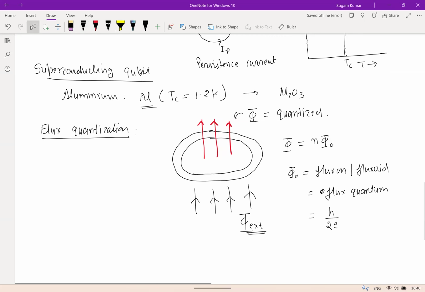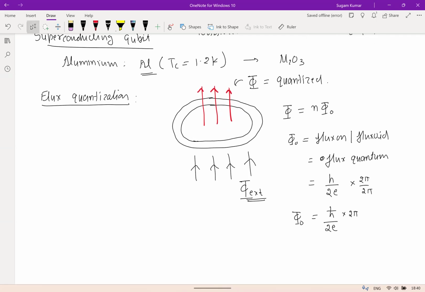Sometimes we also write in this format. For example, if you multiply with 2 pi and 2 pi, then it's also written like h cross into 2 pi upon 2e. So this is another format. Now, the terms which I will use, for example, this h we call a Planck constant. Then this h cross is called the reduced Planck constant.